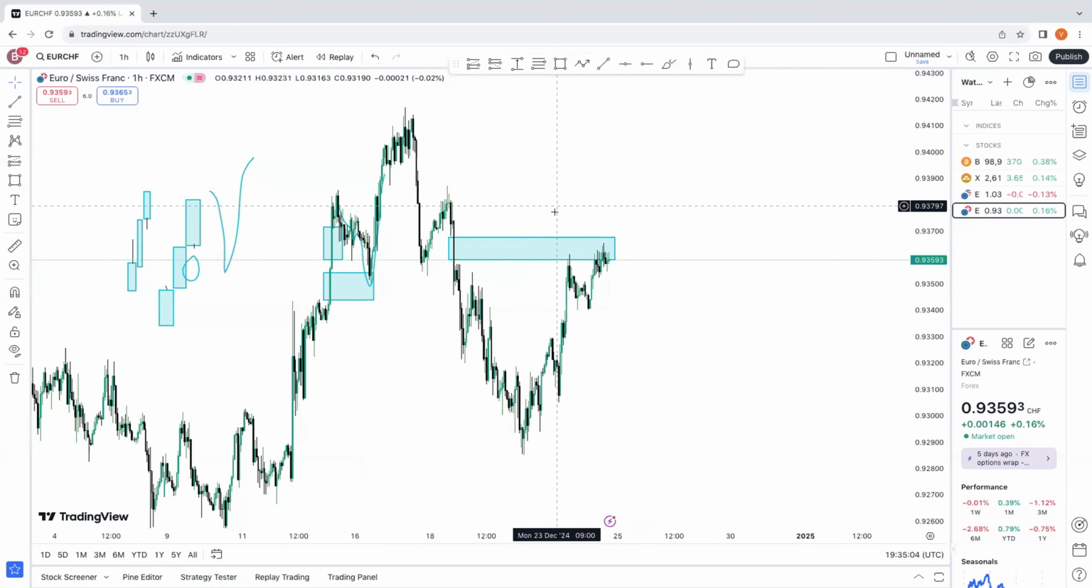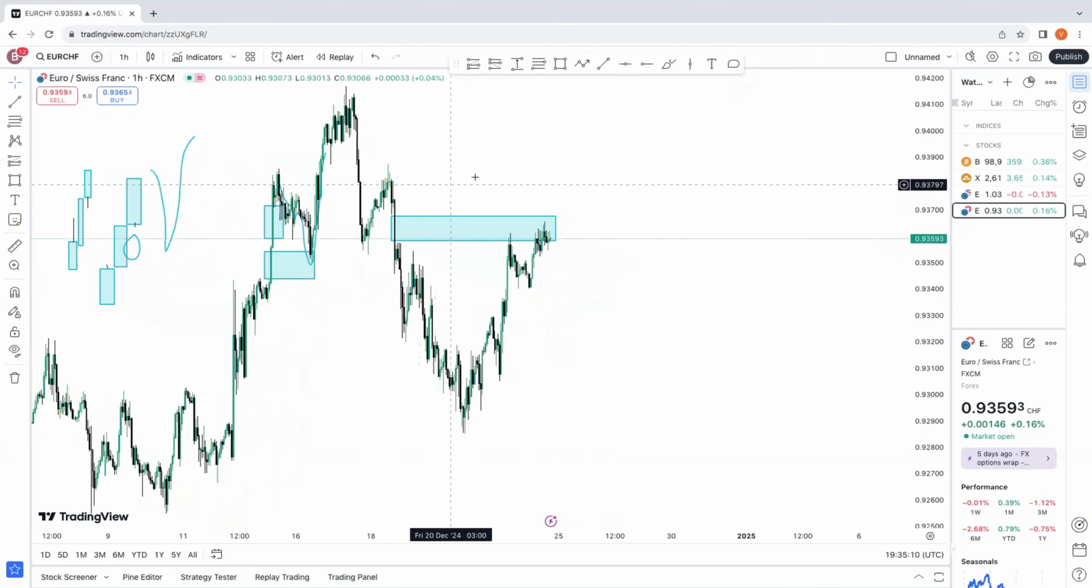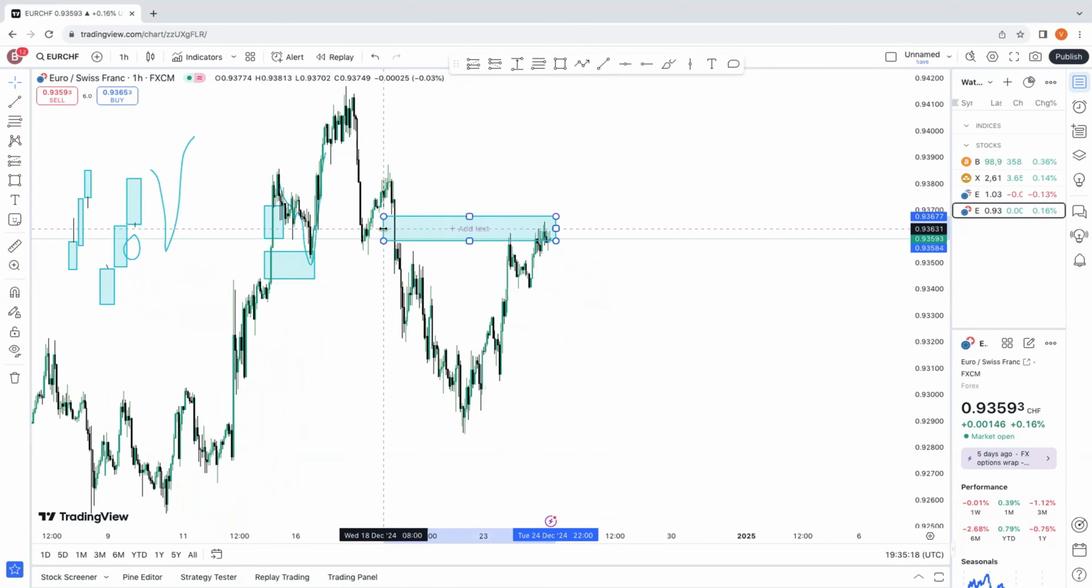That's what price is doing right now, filling this imbalance. This is what an imbalance means, and we say imbalance is the reference point for retracement.